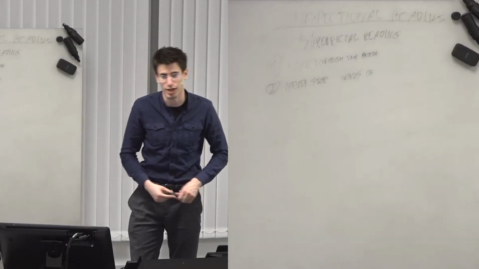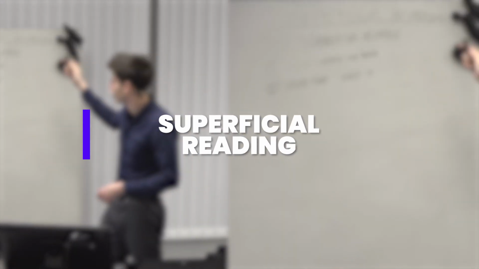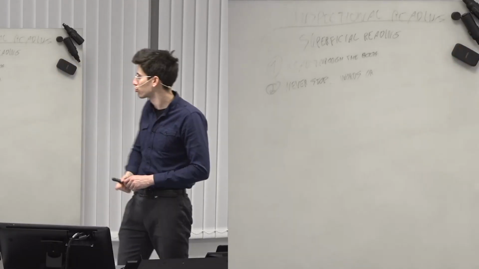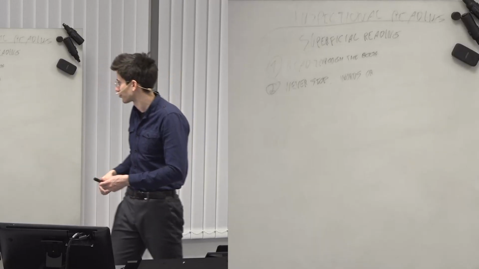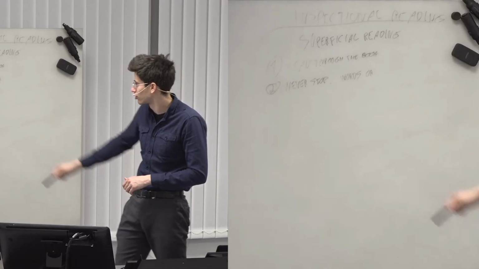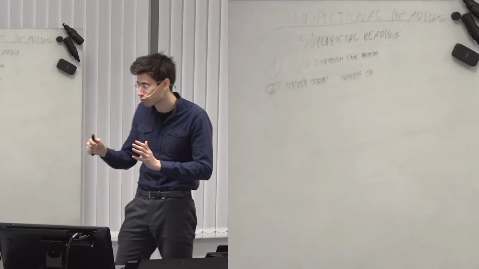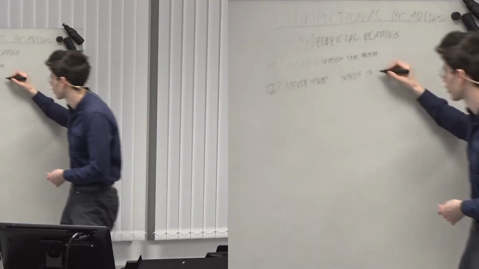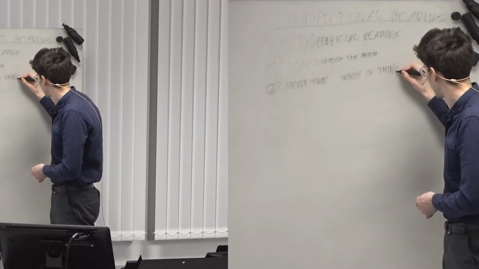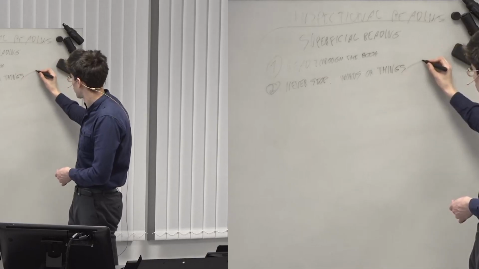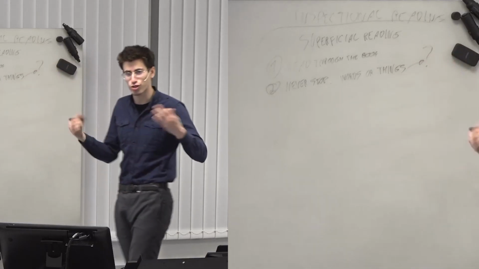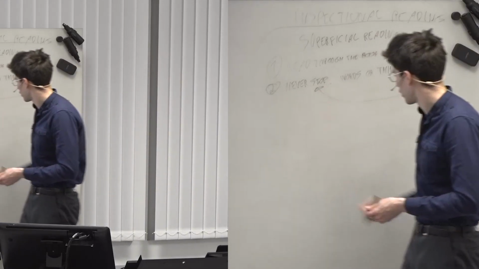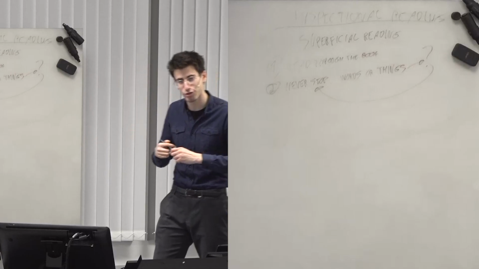So, as I was saying, in superficial reading, your goal with superficial reading is to read through the book. And this means that you never stop. While you read through the book, you don't stop. And even if you meet words or things that you don't understand what they are, you still never stop. You just continue, right?